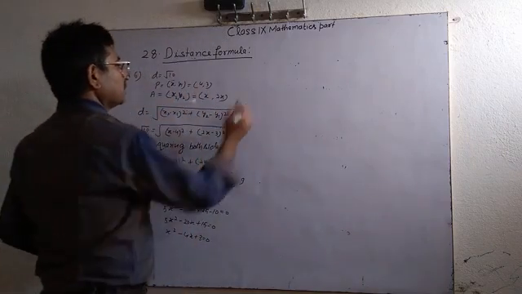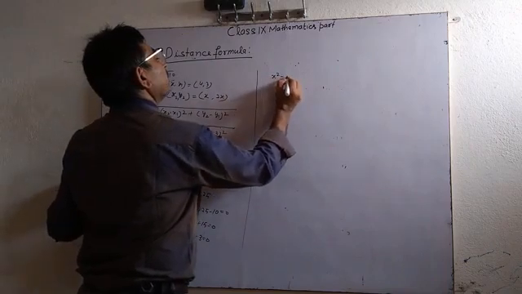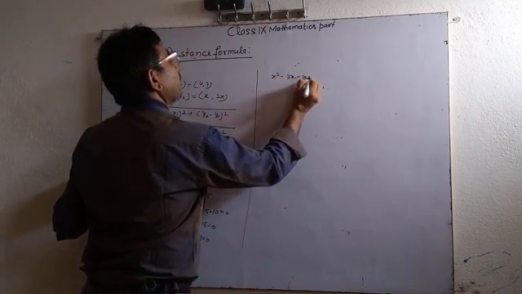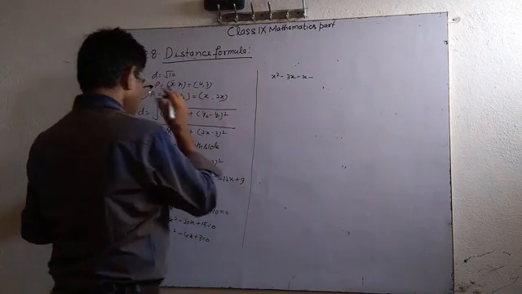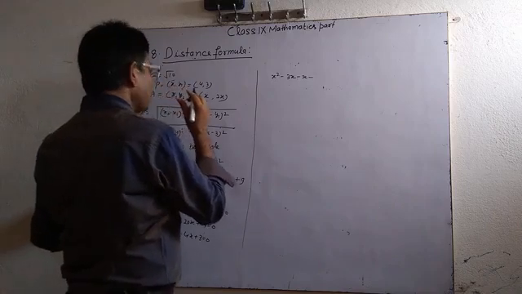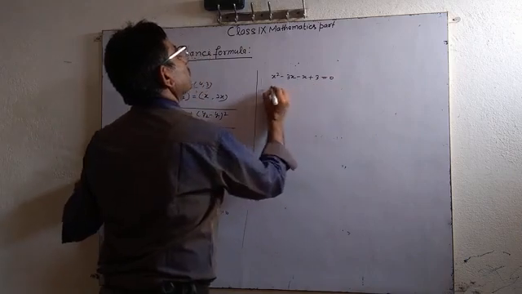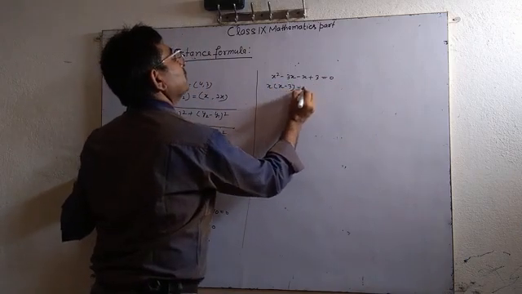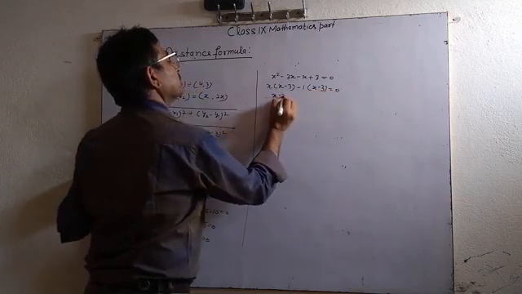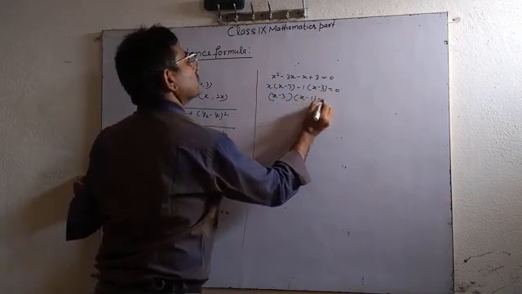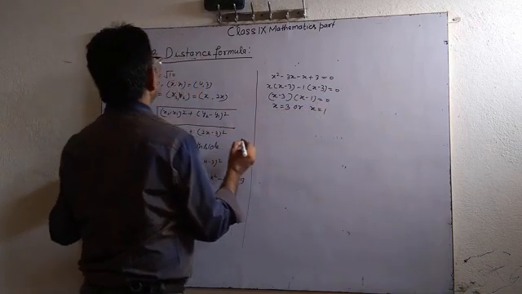Now solving this: x square minus 3x minus x plus 3 equals 0. x into x minus 3 minus 1 into x minus 3 equals 0. So x minus 3 times x minus 1 equals 0, and x equals 3 or x equals 1.